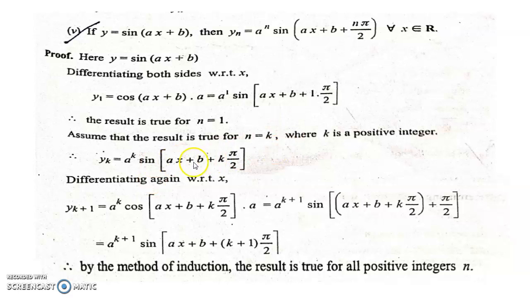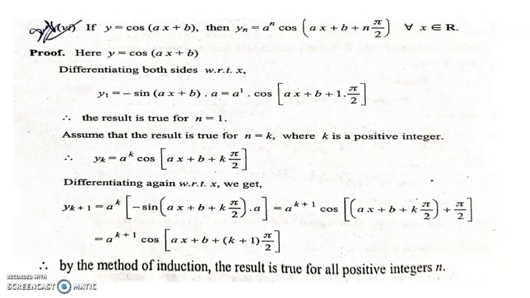We have a raised power k is constant here. So a raised power k as it is, derivative of sine is cos, and derivative of ax plus b plus k pi by 2 is a. So again we can write cos theta as sine theta plus pi by 2, and a raised power k and a here we get a to the power k plus 1. Now the sine ax plus b plus k plus 1 pi by 2. So you can compare with this formula. In place of n here and here, we are getting k plus 1 here and here. That means the result is true for n is equal to k plus 1.